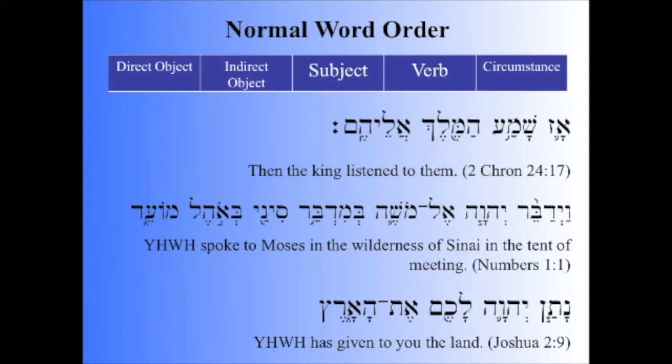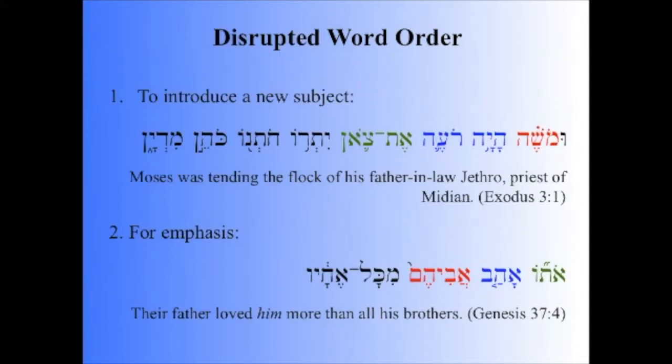There are times when that normal word order is interrupted or disrupted. For example, there are times when the subject will appear first because it is a new subject, and it wants to make clear that the events following have to do with this new subject. So in Exodus 3, it starts with Moses. Moses was tending the flock.